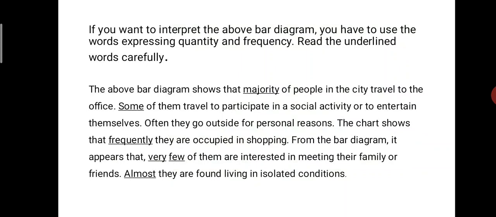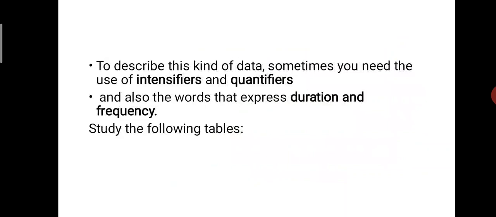So in this way, you can learn what is the meaning of a bar diagram and how it is important to present the information at a glance, or it is a kind of visual information, so the reader can understand it easily. So what is the most important part in it? To describe this kind of data, sometimes you need the use of intensifiers or quantifiers and also the words that express duration and frequency. Study the following tables.